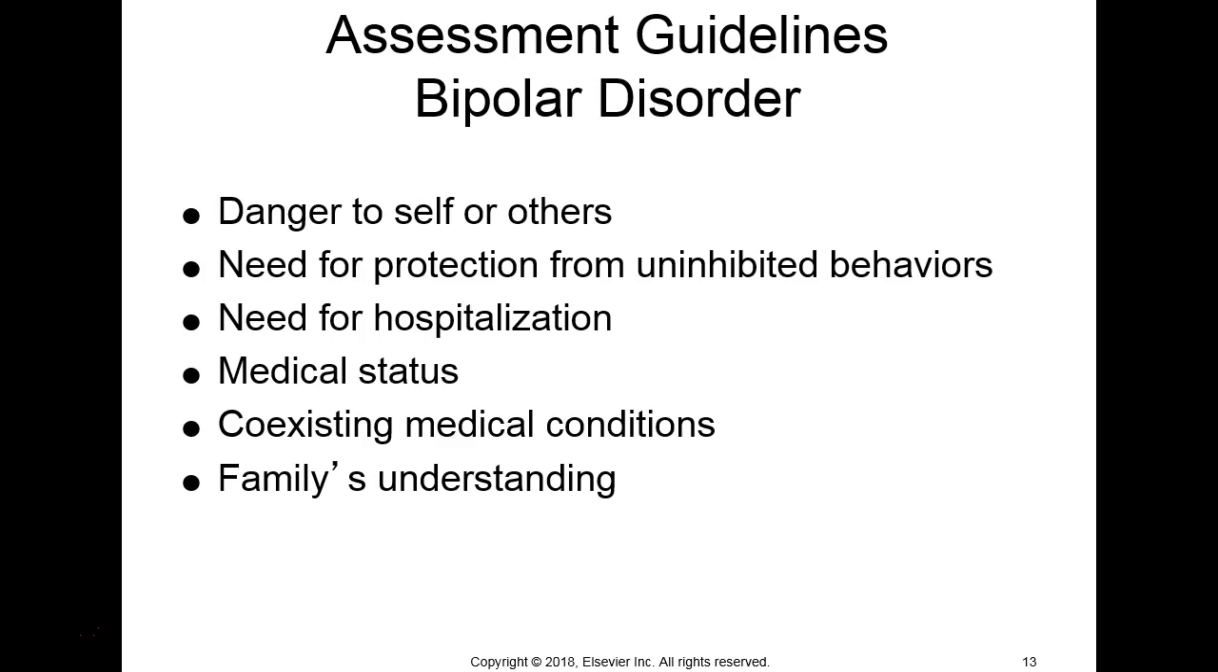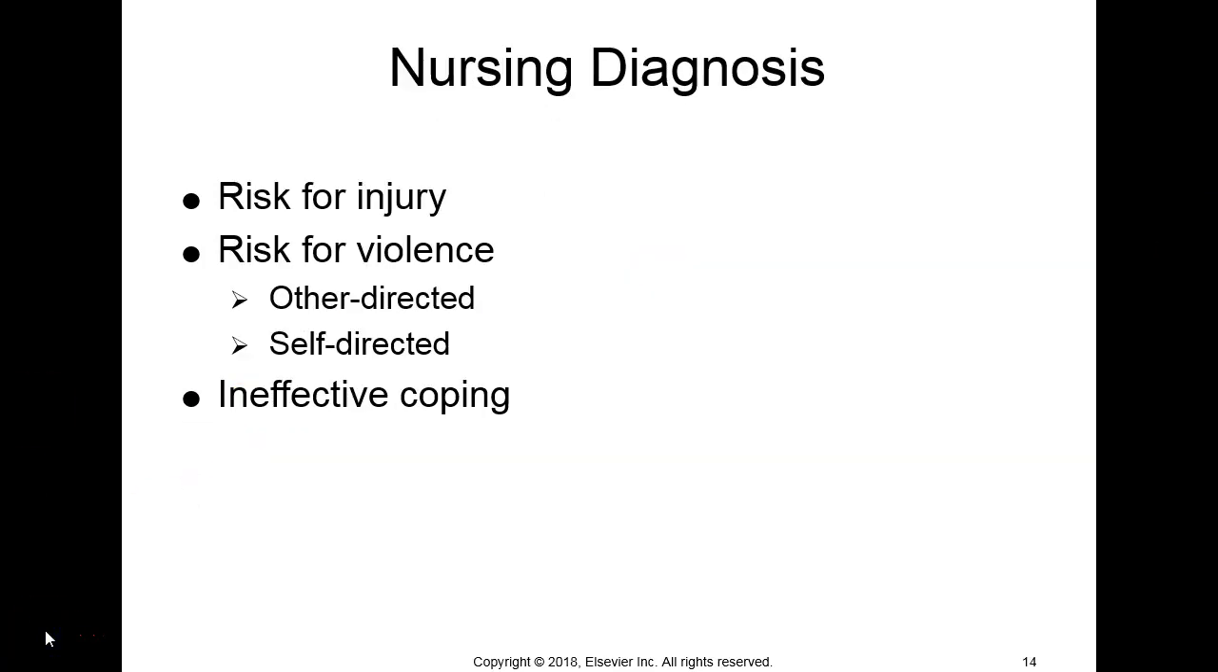But we understand that because, if you've taken care of people like this, you see them when they are better, and then they're so different from when they're manic. And even though the family might see them at different stages, they really have a hard time thinking that the person isn't in control of all of this. So nursing diagnoses might apply. Risk for injury, definitely risk for violence, other directed or self-directed, and certainly ineffective coping.